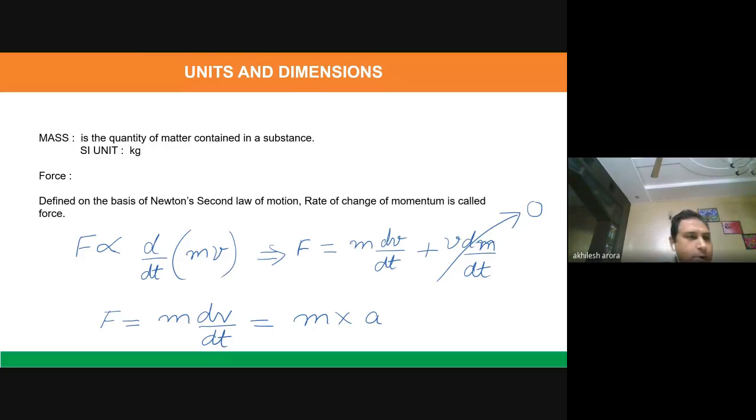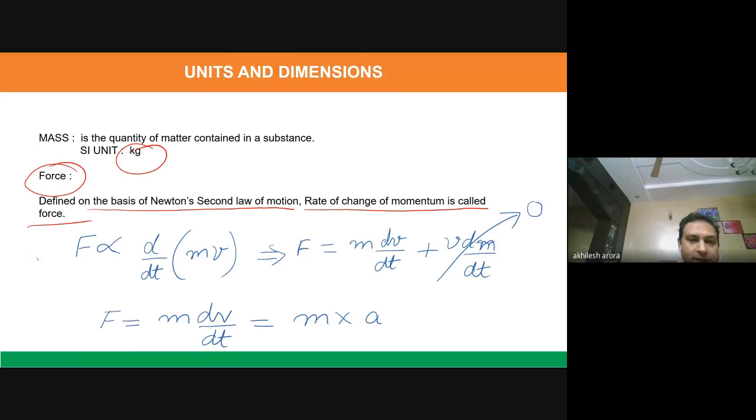Now you know about the units and the dimensions part also, so I will go a little bit fast here. Mass, you know about the mass, it is the quantity of matter contained in a substance, and you know its unit is kgs. Let us talk about the force. You know about the force also. It is defined on the basis of Newton's second law of motion, and we say that the rate of change of momentum is called force.